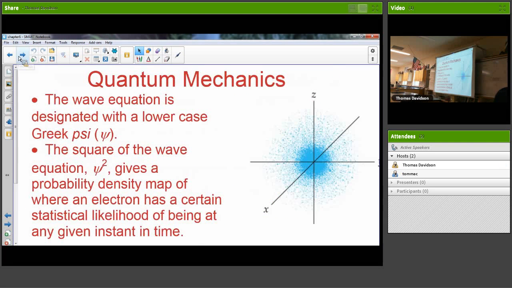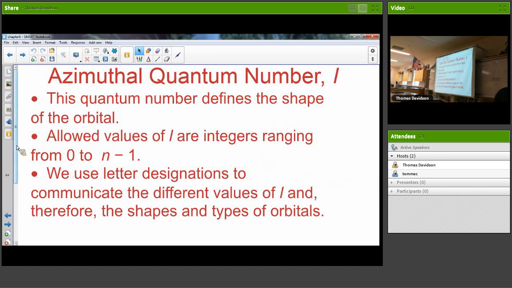But the next thing I want to talk about on this slide is what we call the azimuthal quantum number, or L. Now, I usually write a cursive L, so if you see me write a cursive L, that's what that is. This quantum number defines the shape of the orbital. We talked about this. I can see that I already drew the table for you. The allowed values of L are integers ranging from 0 to n-1. We use letter designations to communicate the different values of L and therefore the shapes and types of orbitals.